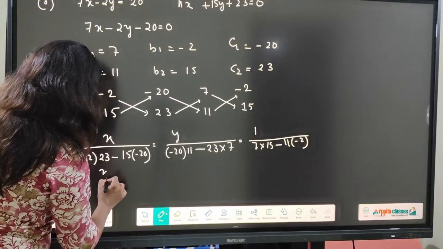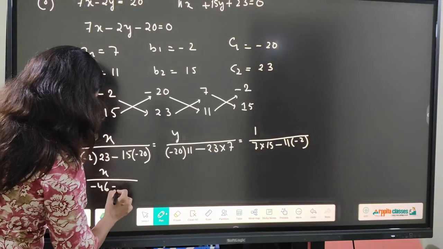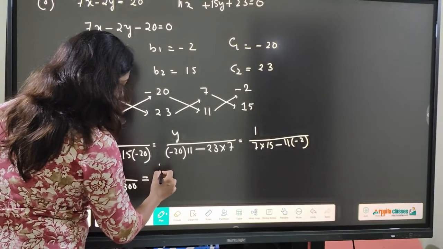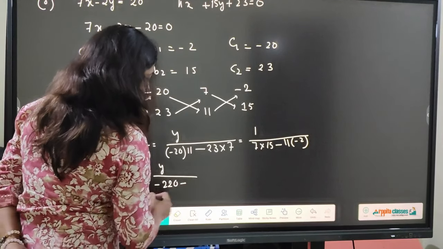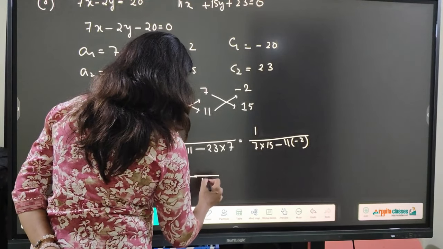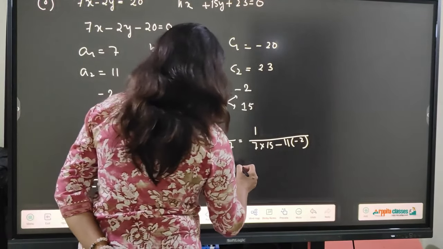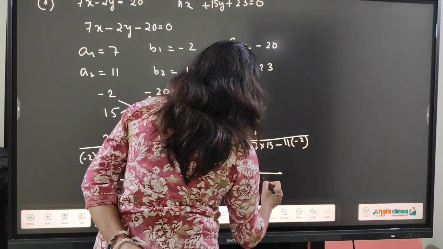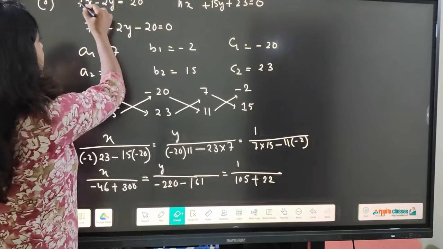So it will be x upon minus 46, and minus into minus is plus 300. Now I am doing it in one step. y upon minus 220 minus 161. Yes, and 1 upon 105 minus into minus is plus 11 into 2 is 22. Okay, now let us rub this part.